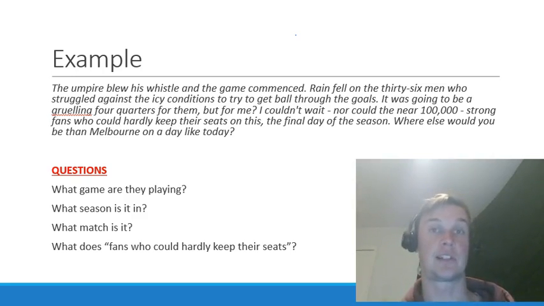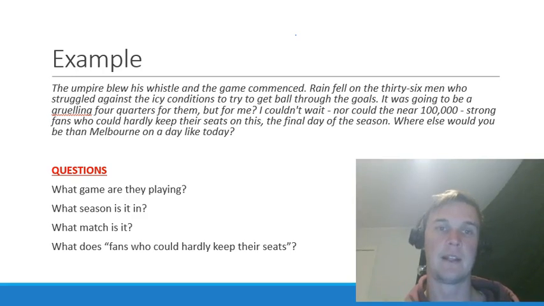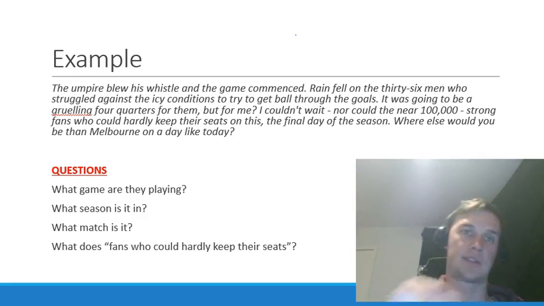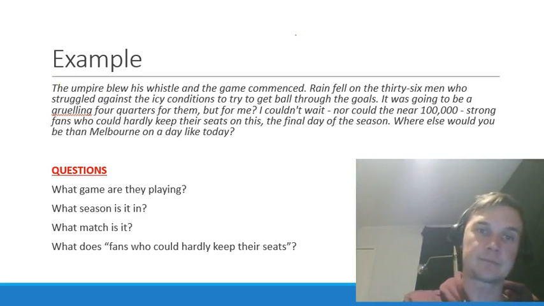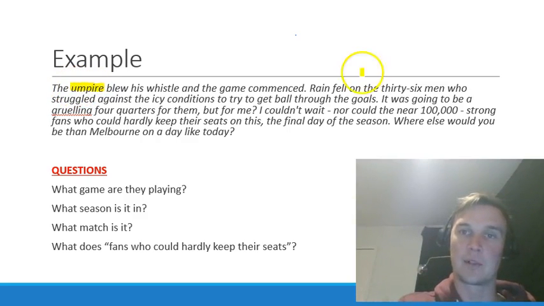Okay, so this is a good example of implied meaning, and I'm going to ask you this first question, and I'll go through and show you how I identify these answers. What game are they playing? Okay, so they're not directly telling us what game they're playing. They're showing us, they're using implied meaning, and we need to be able to identify that and get that out. So we're going to try and see if we can highlight some evidence within this to see if we can determine what game they're playing. And obviously they start off with, they've got an umpire who blew the whistle.